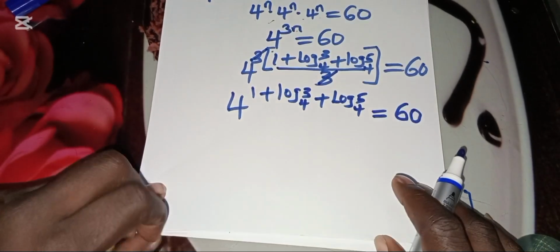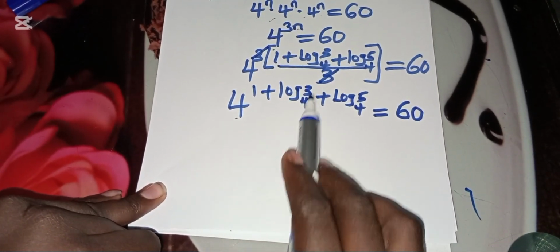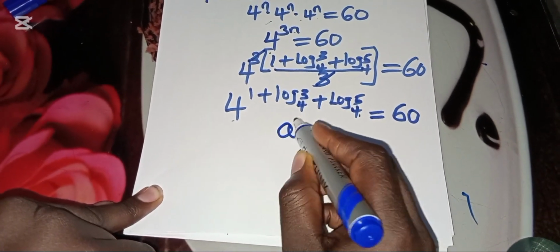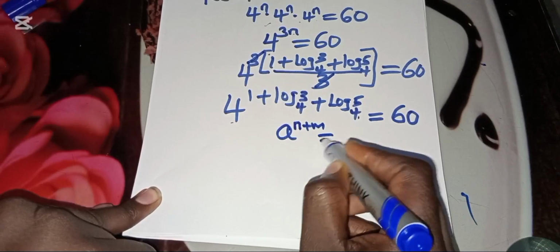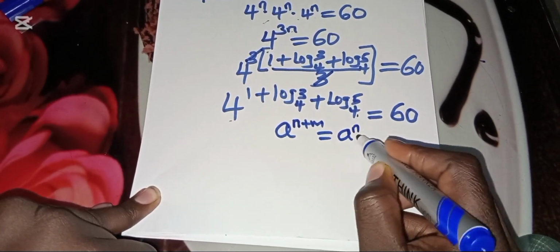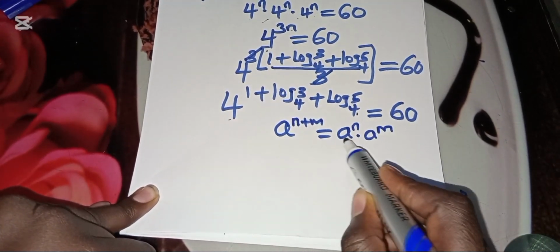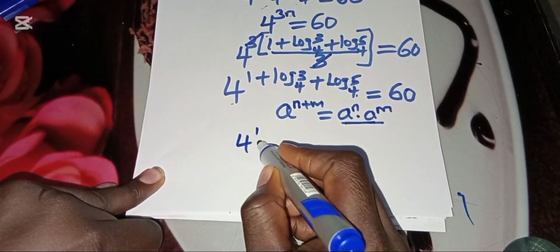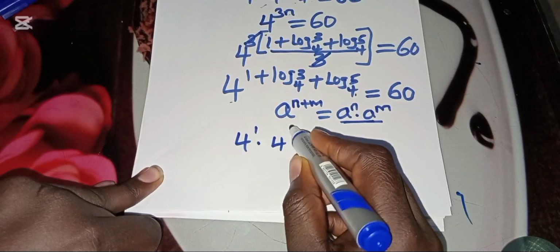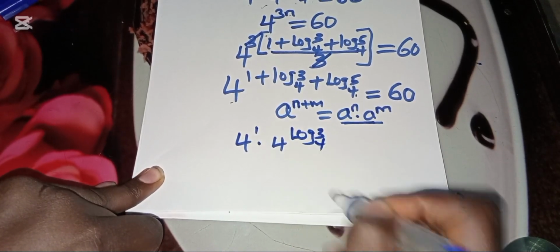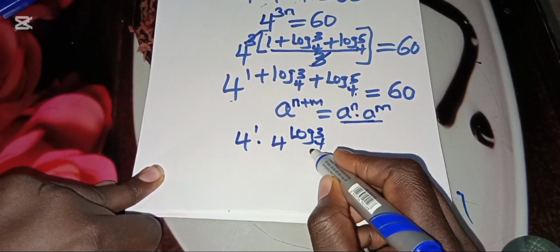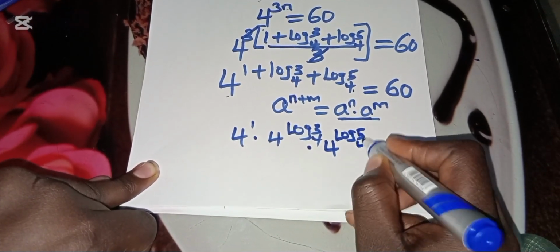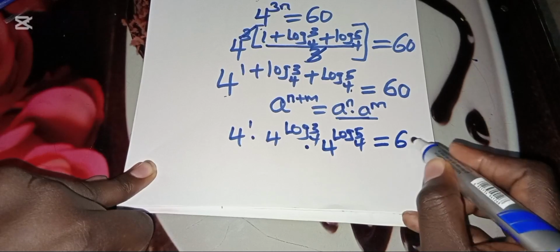Now as you can see, 4 raised to power 1 plus log 3 to base 4 plus log 5 to base 4 is in the form of a raised to power n plus m, which we can express in the form of a raised to power n multiplying by a raised to power m. So now we are going to have 4 raised to power 1 multiplying by 4 raised to power log 3 to base 4, multiplying by 4 raised to power log 5 to base 4. This is supposed to give us a value of 60.